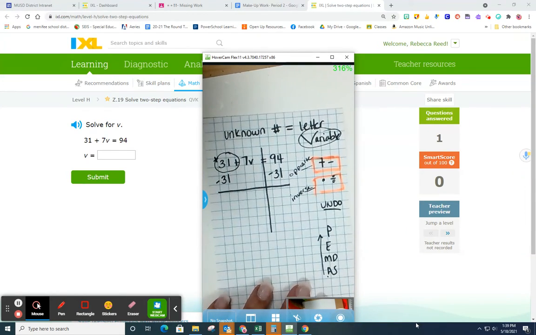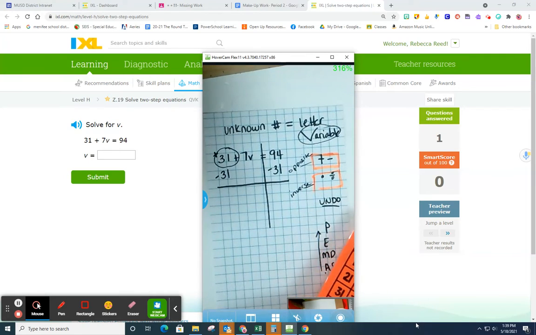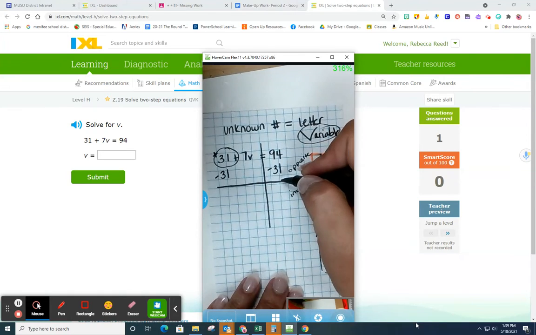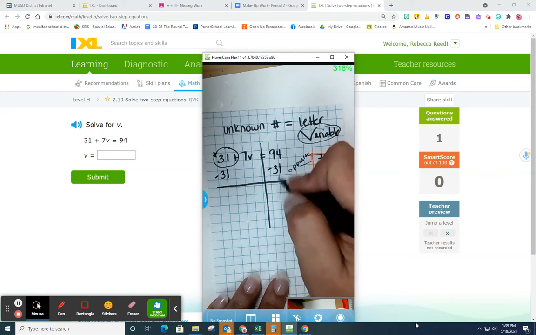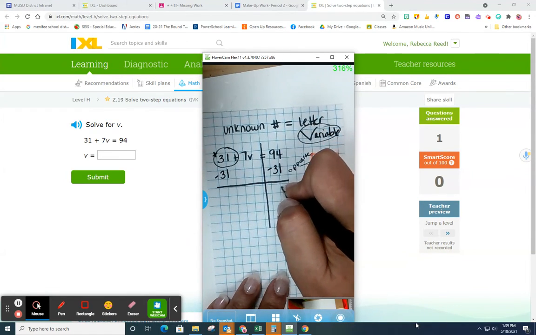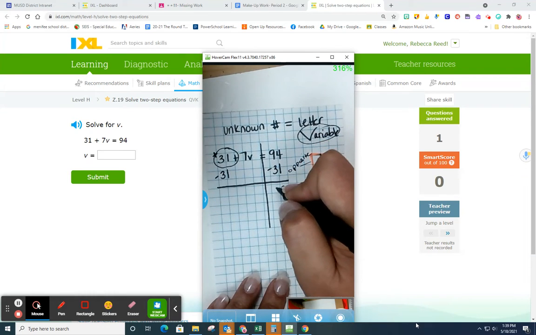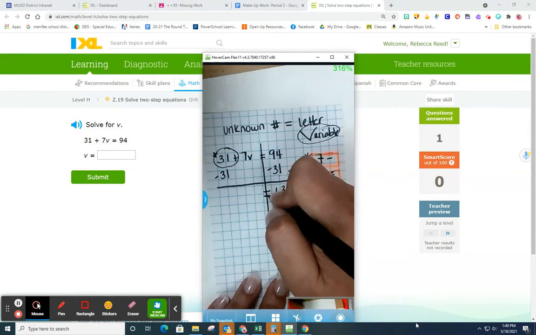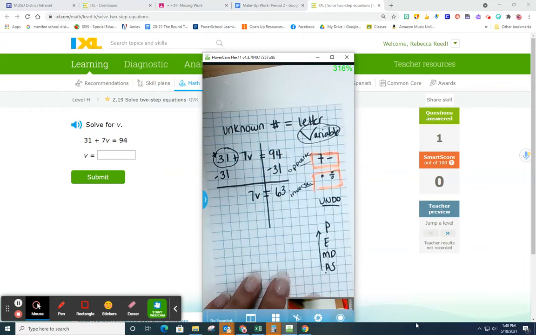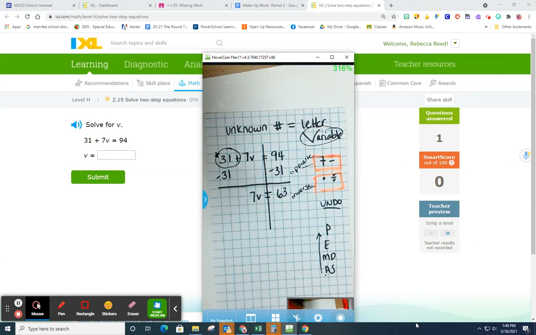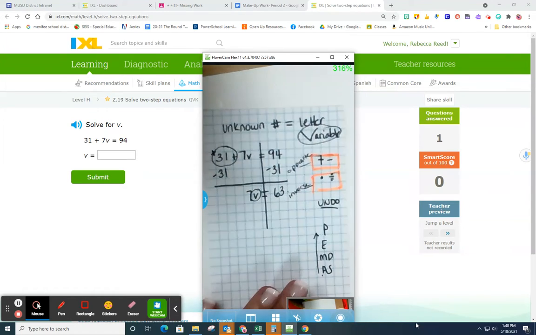So I could use my hundredths chart and go 94 take away 31, or I could just subtract using regrouping. So 4 take away 1 is 3, 9 take away 3 is 6. That's going to equal my 7V. But am I done yet? Do I have my variable all by itself?